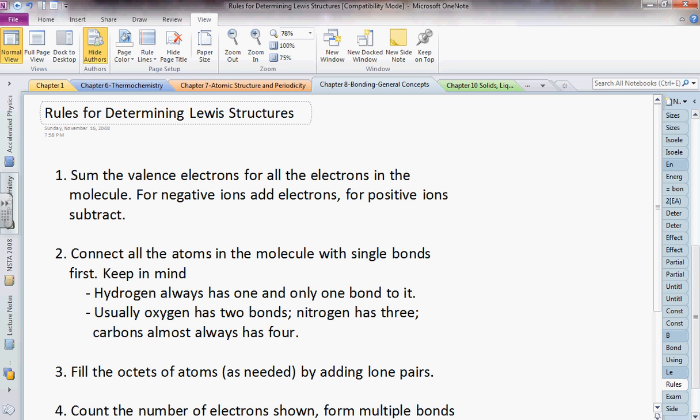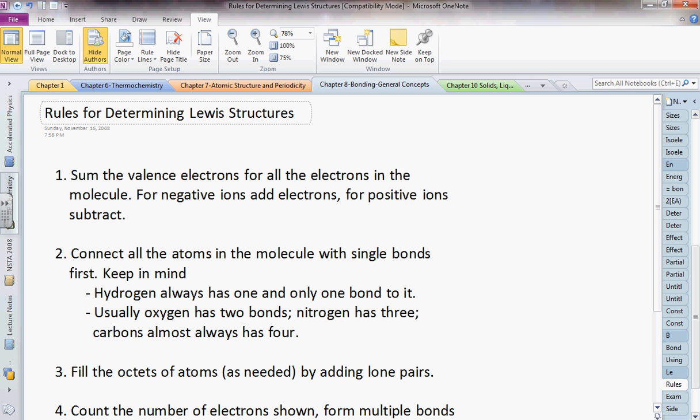Next, connect all the atoms in the molecule with single bonds first. Before you make multiple bonds, before you try to get cute, just make sure everything can be connected together. This is where the experience factor comes in, just learning typical bonding schemes. Some things I can tell you: hydrogen will always have one and only one bond. You cannot have multiple bonds. You cannot have lone pairs. It cannot form chains either, in other words, like a hydrogen chain. There's no such thing as that.